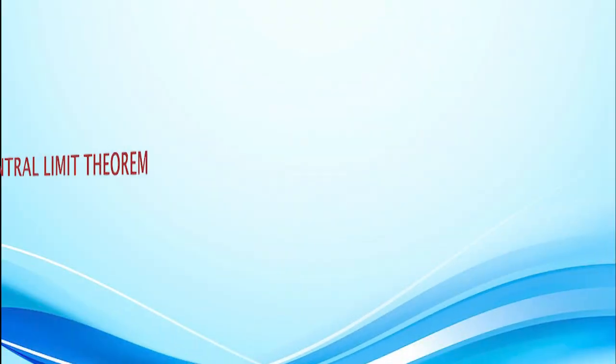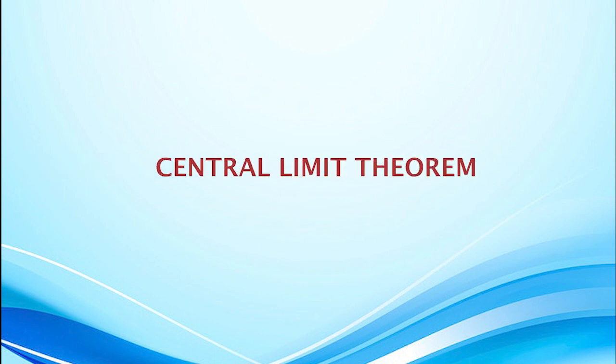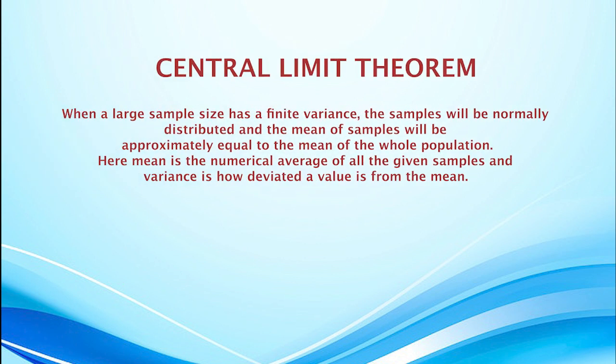The principle of this experiment is based on the central limit theorem, which states that when a large sample size has a finite variance, the samples will be normally distributed and the mean of samples will be approximately equal to the mean of the whole population. Here, mean is the numerical average of all the given samples and variance is how deviated a value is from the mean. In simpler terms, when we take a very large number of trials at random, we get the result in what is called a bell curve.